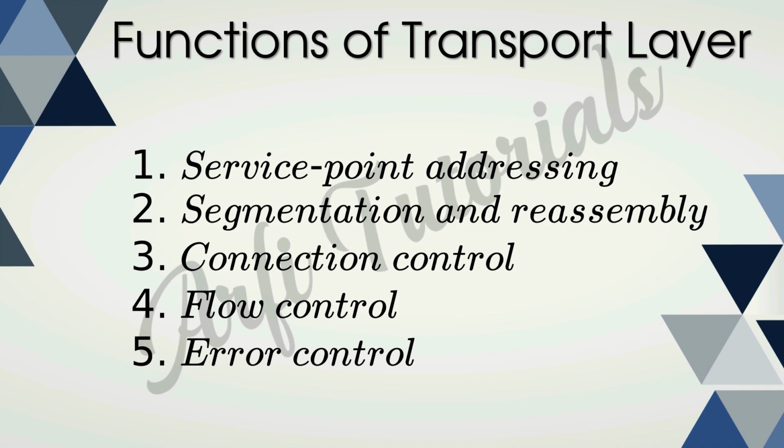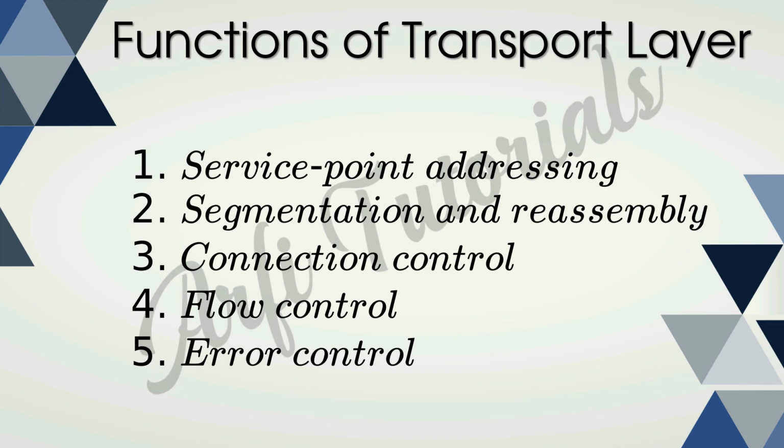Third, connection control. The transport layer provides two services: connection-oriented service and connectionless service. A connectionless service treats each segment as an individual packet and they all travel in different routes to reach the destination. A connection-oriented service makes a connection with the transport layer at the destination machine before delivering the packets. In connection-oriented service, all packets travel in a single route.